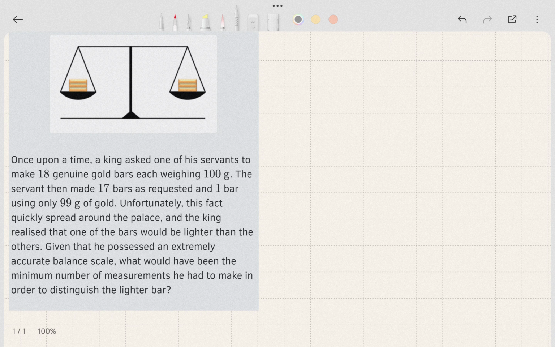I haven't seen this problem before. I'm sure you haven't either. So let's dive right into it. This is called the gold bar problem.